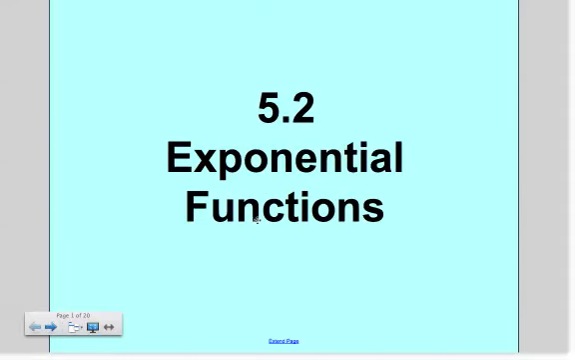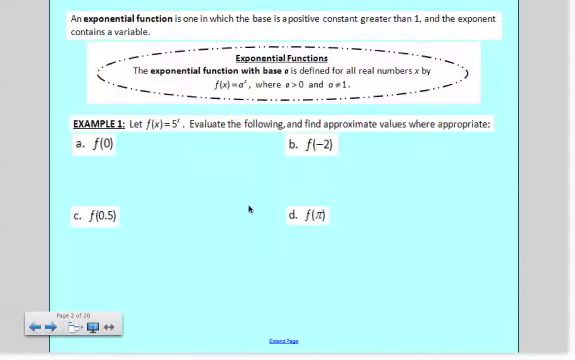Exponential functions, yes. An exponential function is one in which the base is a positive constant greater than 1, and the exponent contains a variable. So it looks like this, where a is not equal to 1, and it's positive. Here we have f of x equals 5 to the x.